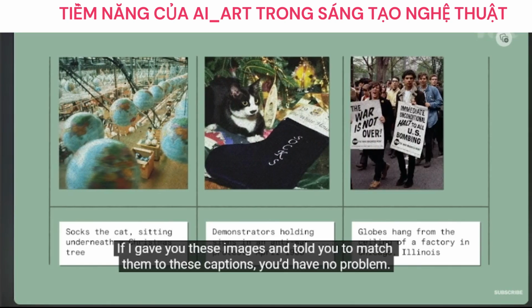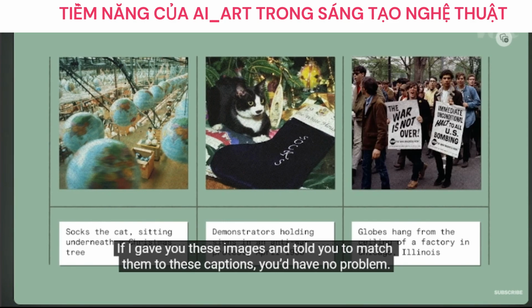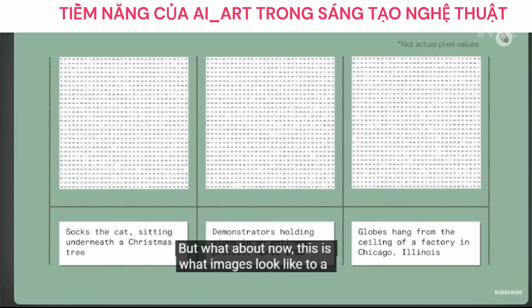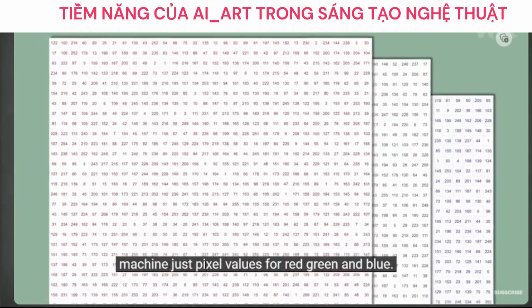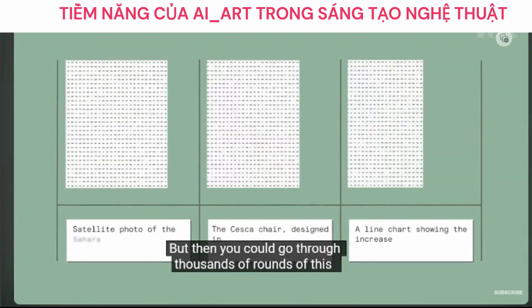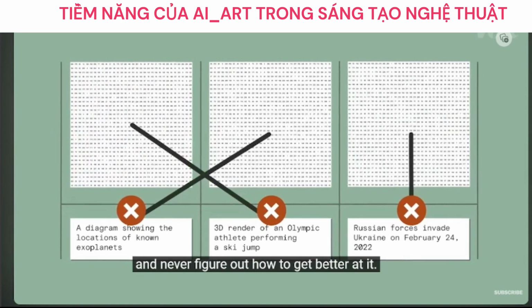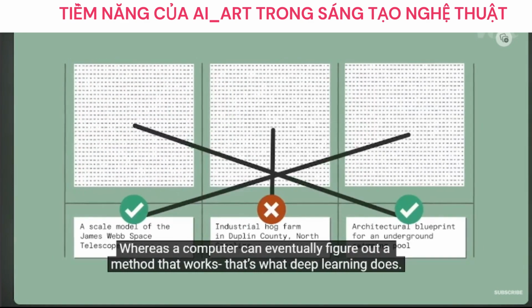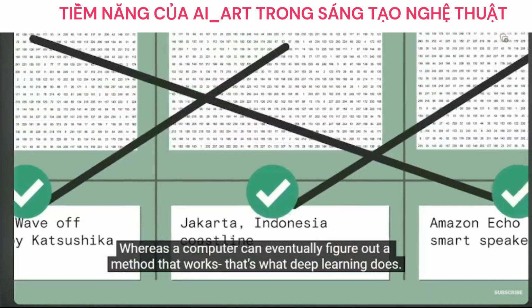If I gave you these images and told you to match them to these captions, you'd have no problem. But what about now? This is what images look like to a machine, just pixel values for red, green, and blue. You just have to make a guess, and that's what the computer does too, at first. But then you could go through thousands of rounds of this and never figure out how to get better at it, whereas a computer can eventually figure out a method that works. That's what deep learning does.